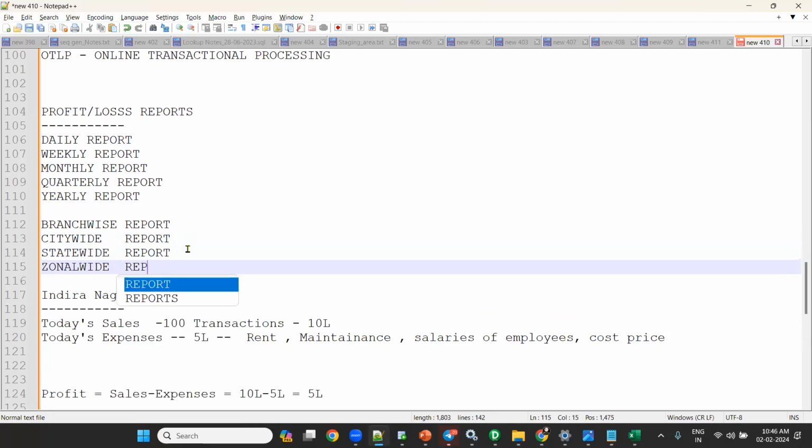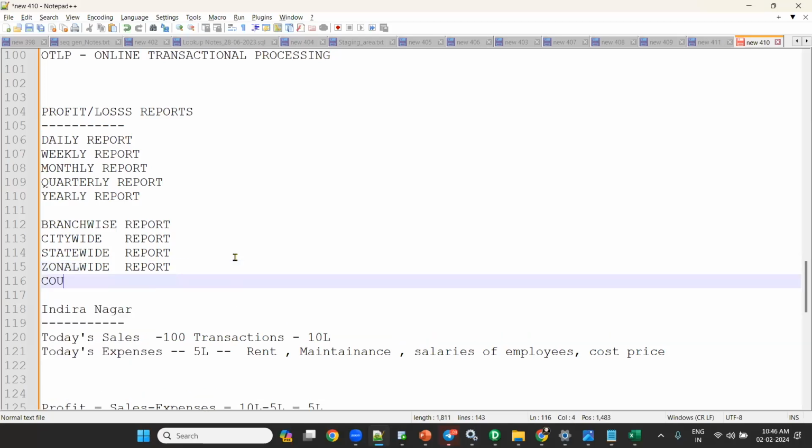I want zonal-wide reports, yes or no? South zone, that is Andhra Pradesh, Telangana, Tamil Nadu, Kerala, Karnataka. Yes, guys, that is south. South zone report, north zone report, east zone report, west zone report. Correct, please? And national, that is the country-wide report.